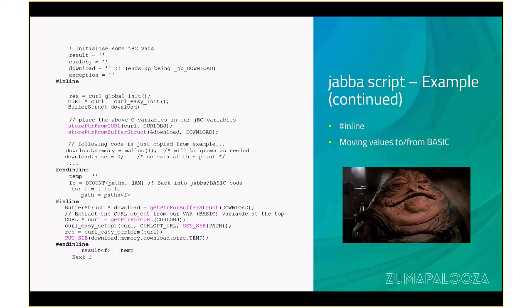Then we're back into C code, where we're re-referencing the download variable, because the hash inline at the bottom doesn't know about the hash inline at the top. In the top part, we've declared buffer struct download, and we store it using store pointer from buffer struct into a variable called download. Then in the second hash inline, we retrieve that download using get pointer for buffer struct. The download variable, initialized at the very top of the screen in lowercase, enables us to persist C pointers from one hash inline section to the next.